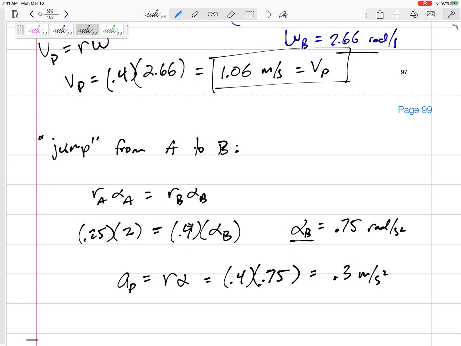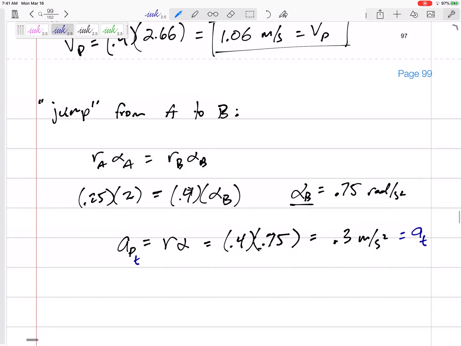So that is part of the answer, I hope you see what I'm forgetting. That's the acceleration of point P. That's the R alpha of point P. That is actually only the tangential acceleration of point P. But do you see that point P is on a circular path? Don't forget, when things are on a circular path, don't forget about normal acceleration. It still has some normal acceleration, V squared over R or R omega squared.